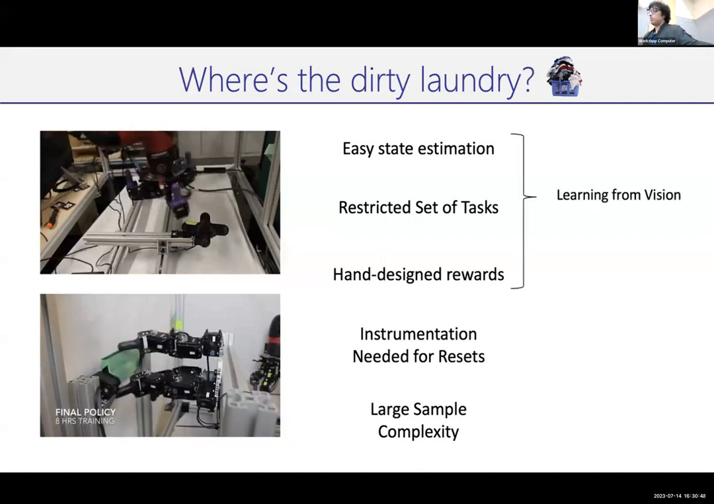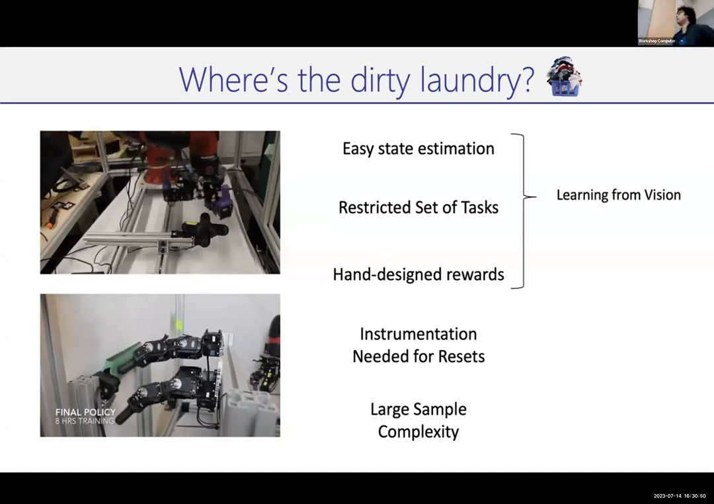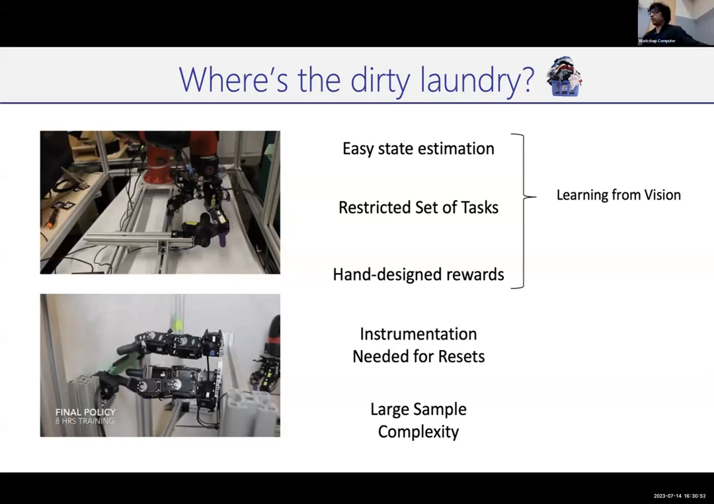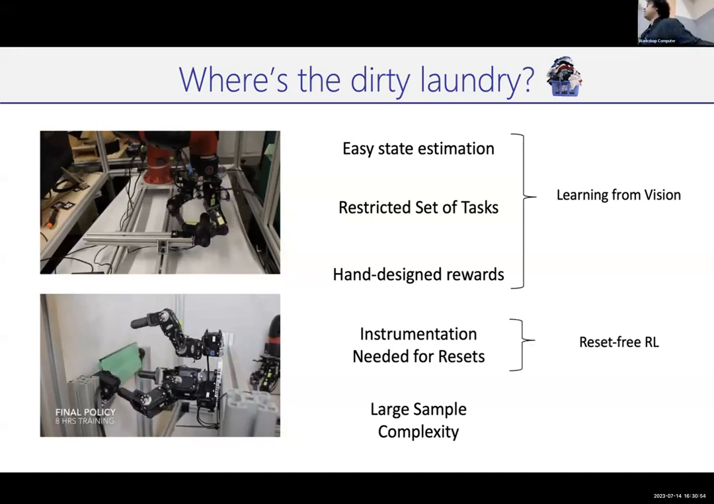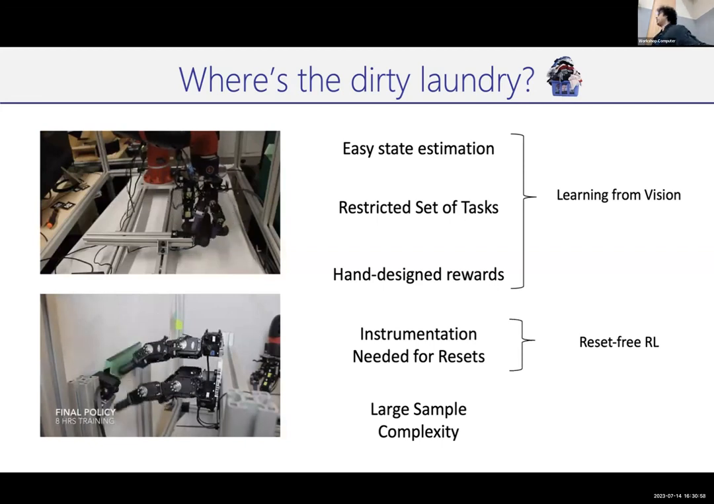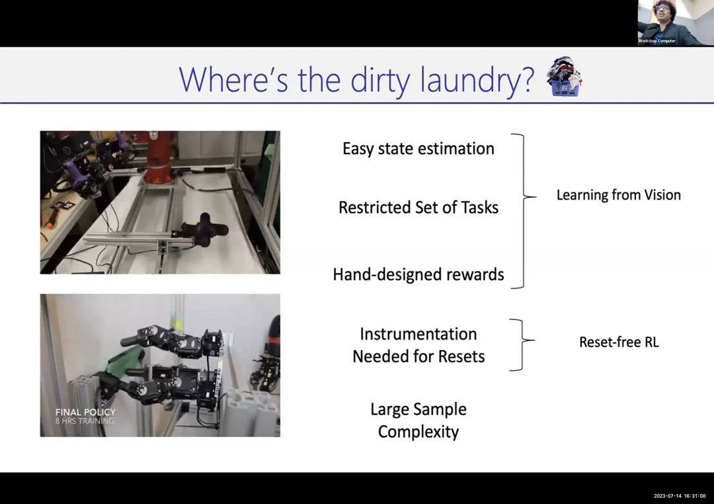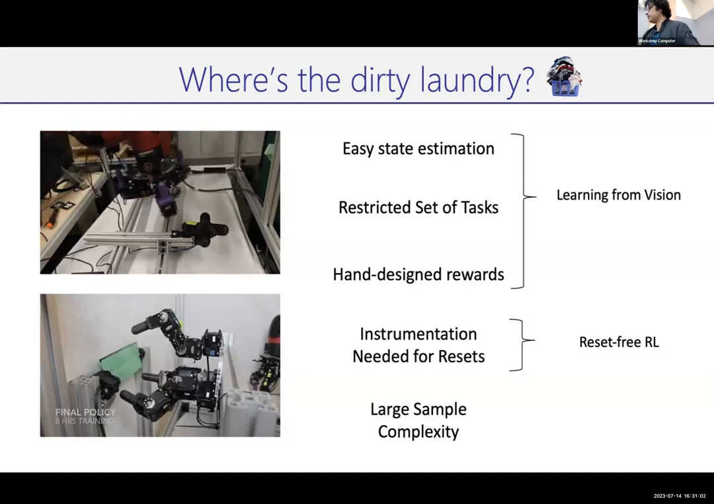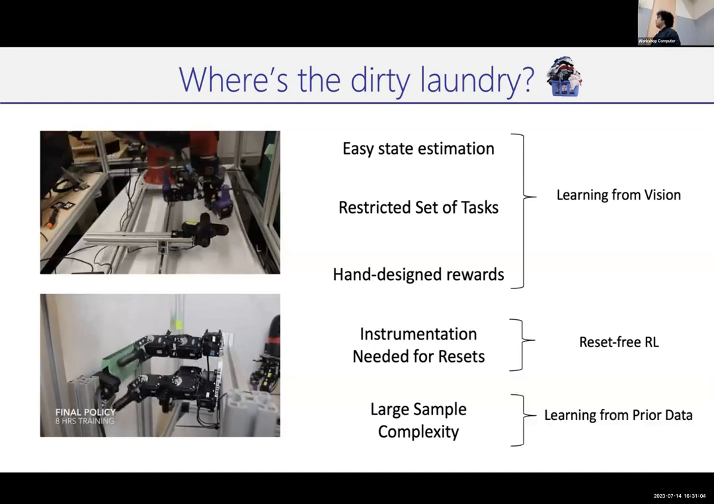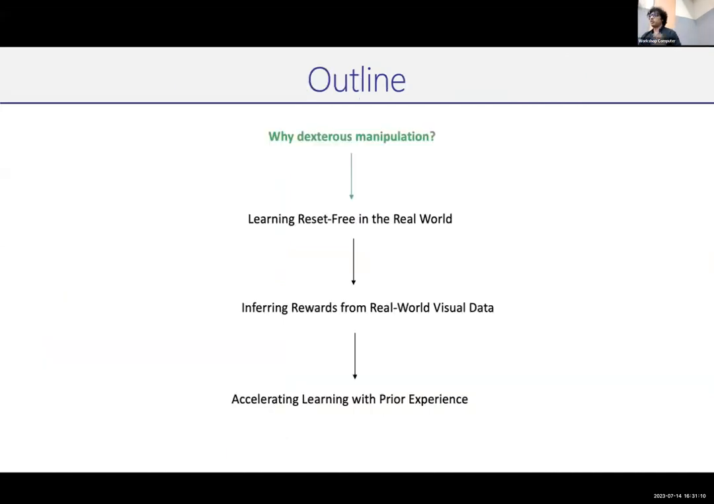And so the first set of things we're going to try and do is learn directly from visual input and try to infer rewards from visual input. We're going to design techniques for reset-free RL. So we're going to have things that we can run without requiring these instrumented resets, have agents reset themselves. And then we're going to try and think of how to learn from prior data to make these systems get more efficient over time. Okay, so that's going to be the structure of my talk.